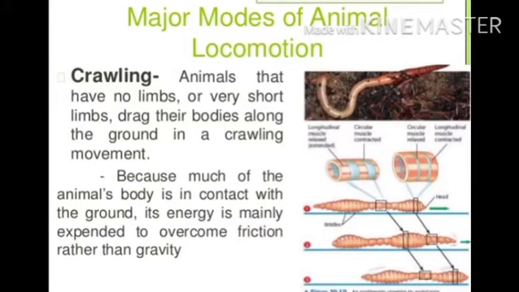And this is another way of locomotion: crawling. Animals that have no limbs or very short limbs drag their bodies along the ground in a crawling movement. It is because much of the animal's body is in contact with the ground. Its energy is mainly expended to overcome friction rather than gravity. So they move with the help of crawling, and the earthworm is an example that crawls to show locomotion.